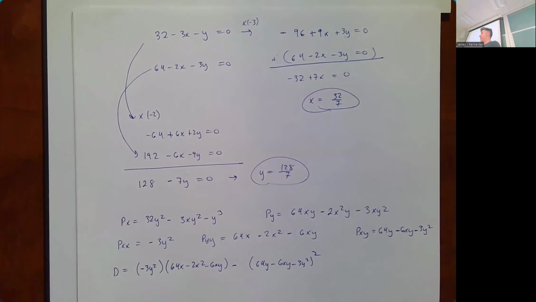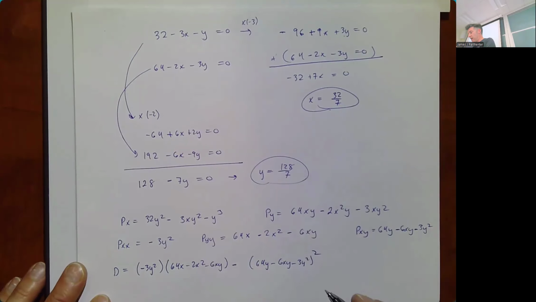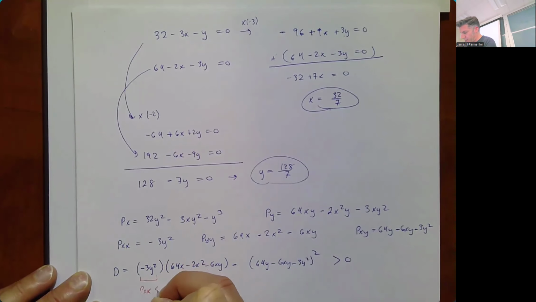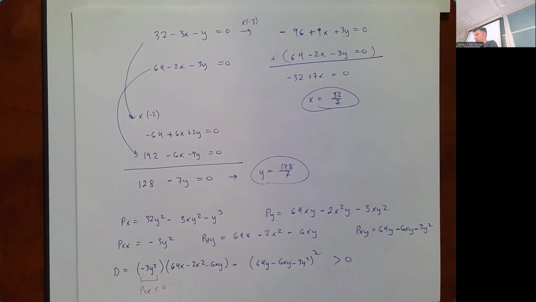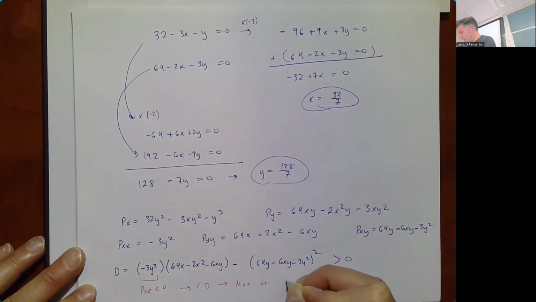And so here's what should happen. When we've done everything right, we should plug X and Y into each place it needs to go, and this should be greater than 0. And then we can easily notice that PXX here has to be negative because it's negative 3 times whatever y squared is, which means we're concave down, which means we have a maximum at X equal to 32 over 7, Y equal to 128 over 7.